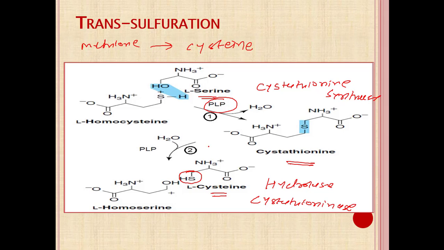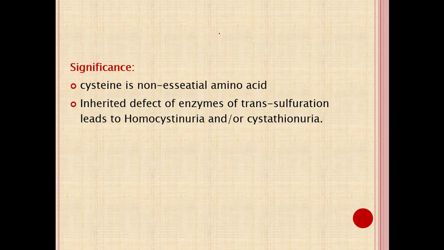In that case, the sulfur present in the methionine is transferred to the cysteine. That's why it is known as a transsulfurization reaction. It is a series of reactions by which cysteine is synthesized. So why is cysteine non-essential? Because it is synthesized from methionine.